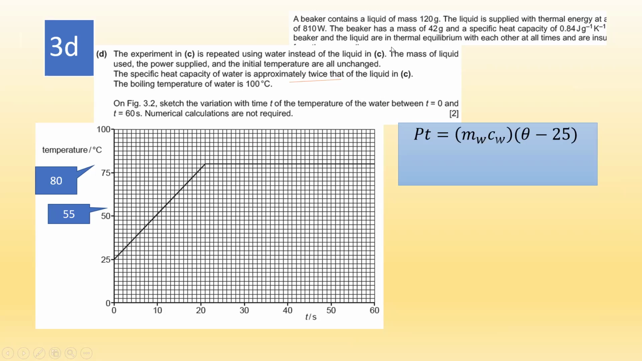So we go to the basic theory, right? This is thermal energy supplied. It is mass of water times specific heat capacity of water times the change in temperature. Then take this one down, not that. Then take this one across there, we get this equation. So this is a gradient, right? Temperature against time graph.